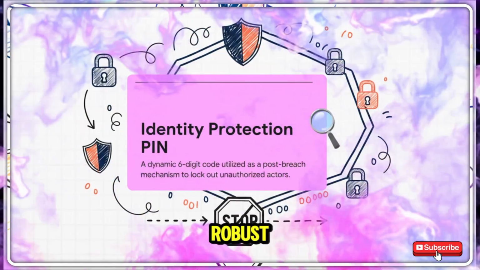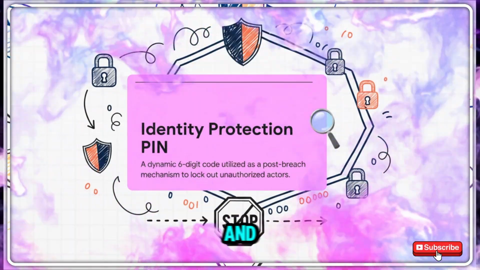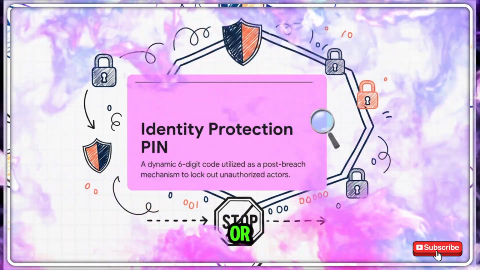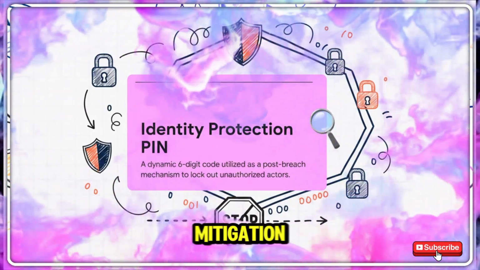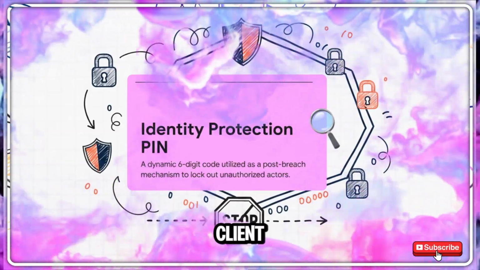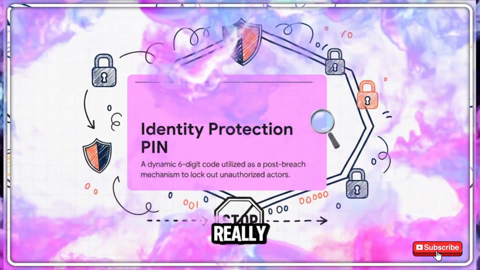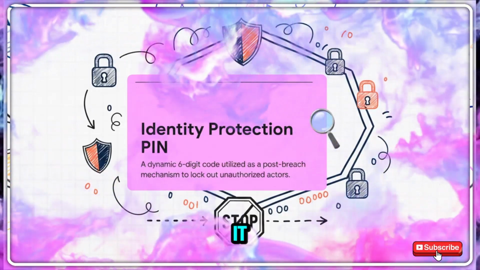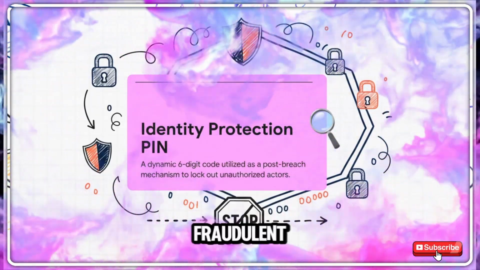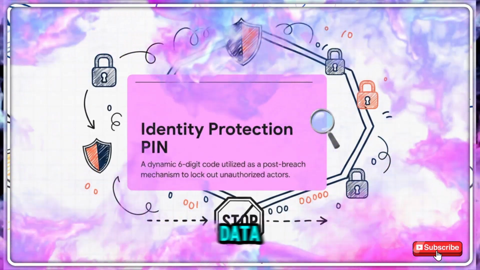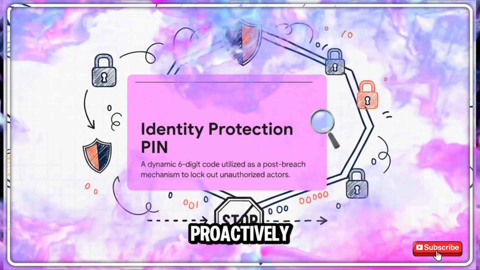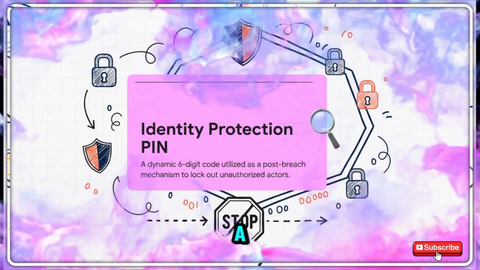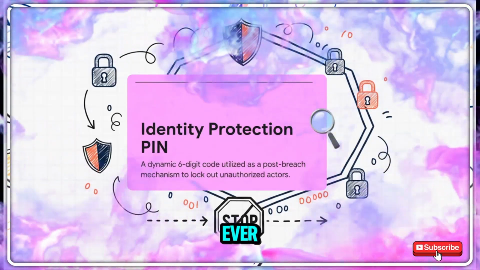Following an incident, robust mitigation is obviously key. And this brings us to the Identity Protection Pin, or IP pin. This is a dynamic 6-digit code utilized as a post-breach mitigation mechanism. Essentially, if client data is compromised, this pin acts as a really vital secondary lock. Without it, unauthorized actors simply cannot process fraudulent financial filings, even if they've already stolen all the social security numbers and routing data. In fact, experts strongly recommend that practitioners advise all their clients to proactively go out and acquire one of these pins as a primary defense layer long before a breach ever even occurs.